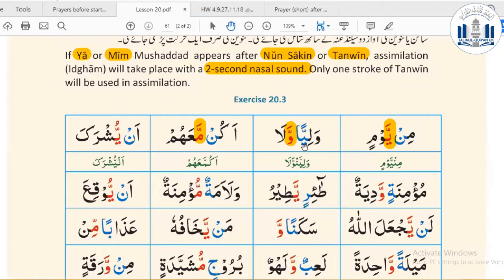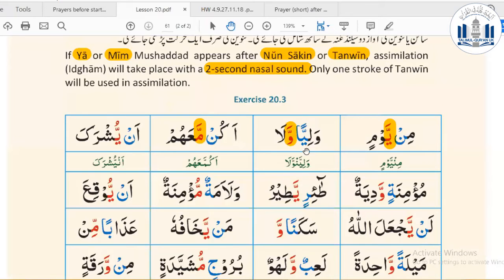Okay, so these are all examples of tanween. So when ya has a tanween on it, and then you have a waw mushaddad, this rule says that if waw mushaddad, which over here you can see, appears after noon with a tanween on it, assimilation will take place with a 2-second nasal sound.